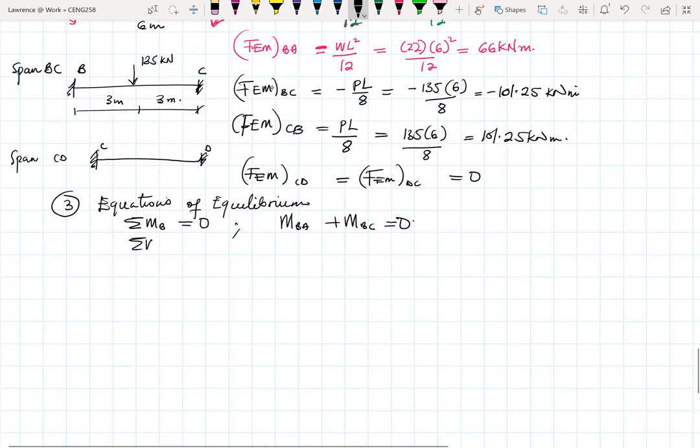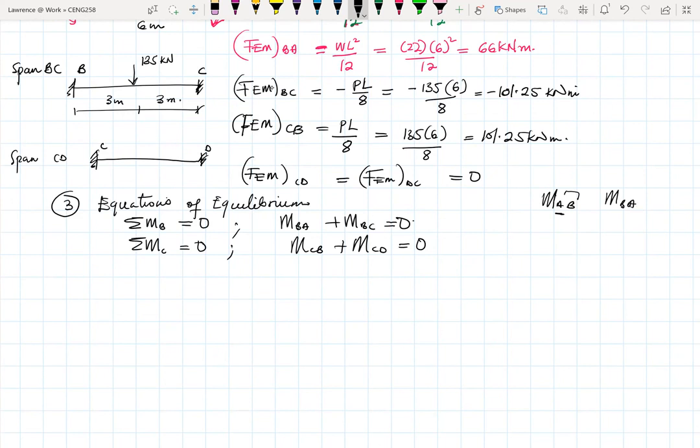So here, summation of moment at C should be 0. So it means that MCB plus MCD is equal to 0. Please take note of the subscripts. It's always M near far. So if it's MAB, then we are looking at the moment at A with respect to span AB. MBA, we are looking at the moment at B with respect to span AB. Always take note, the first subscript determines the point where we want to find the moment, or the node. Just so that we have that in mind.